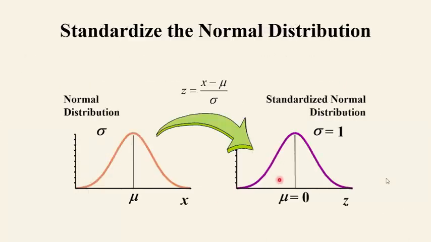Now, graphically, how are we transforming? This is the random variable X. It has mean mu and standard deviation sigma. Each and every X value is transformed using this formula. When we plot the corresponding Z values, we get a curve like this, where the mean is 0 and sigma is equal to 1. This is very important, because by using the standard normal we are going to calculate our probabilities.